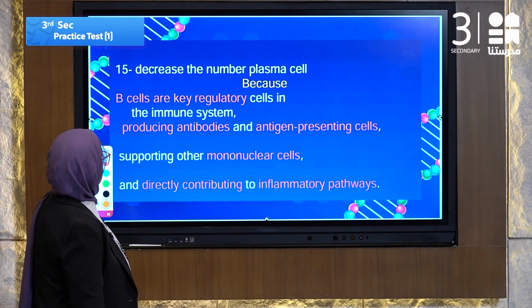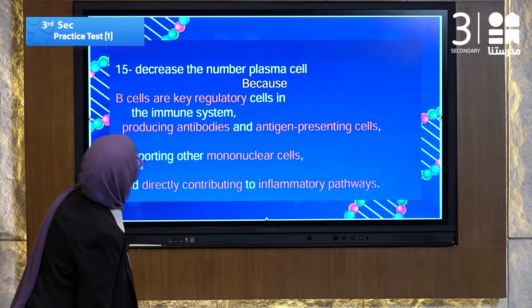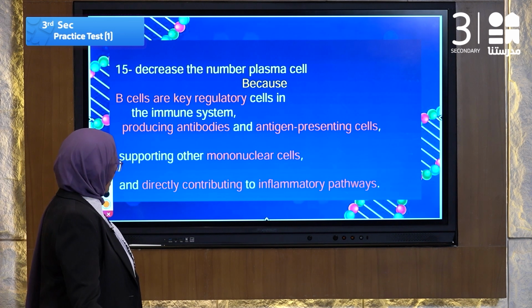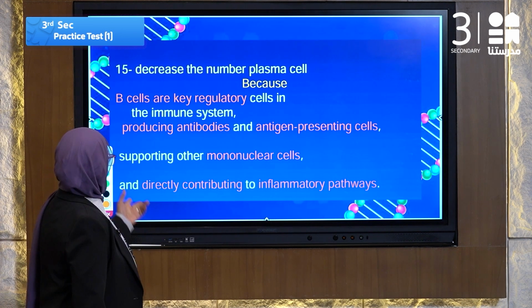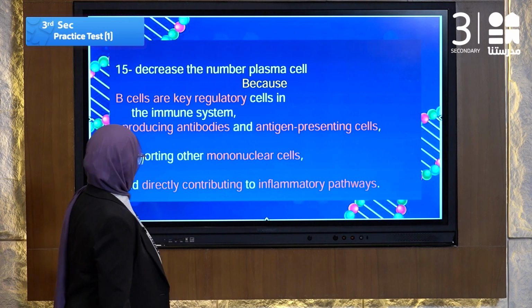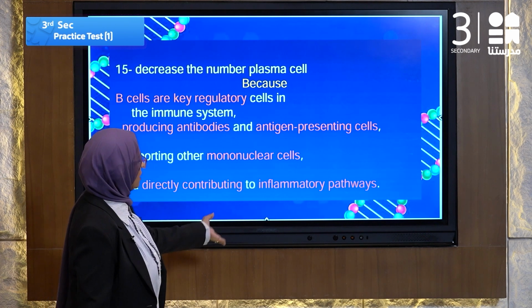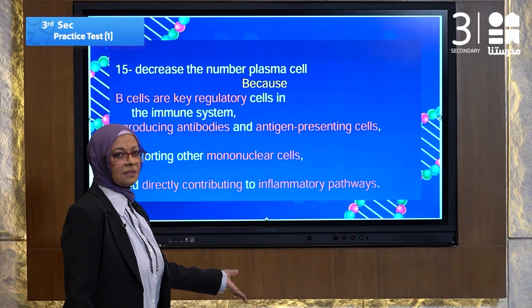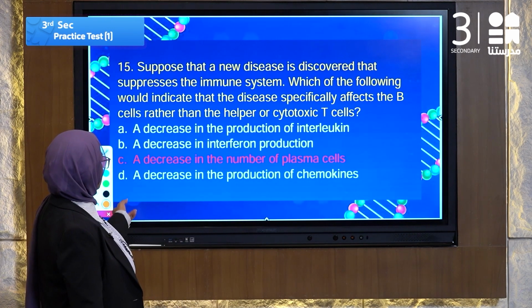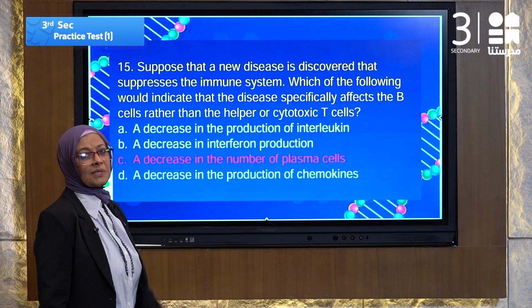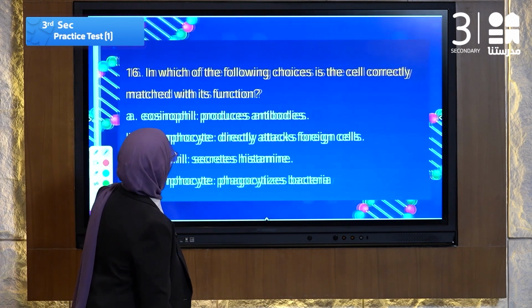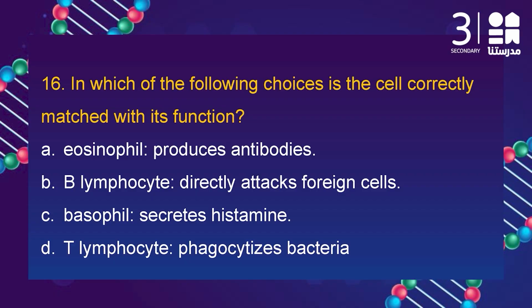Because the B cell is a key regulatory cell in the immune system, producing antibodies and antigen, supporting other mononuclear cells, and directly contributing to inflammatory pathways. So what is the answer? The answer would be C, a decrease in the number of plasma cells. That's immunity. Okay, let's go to 16.